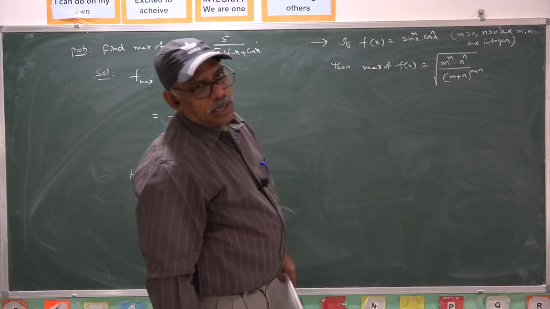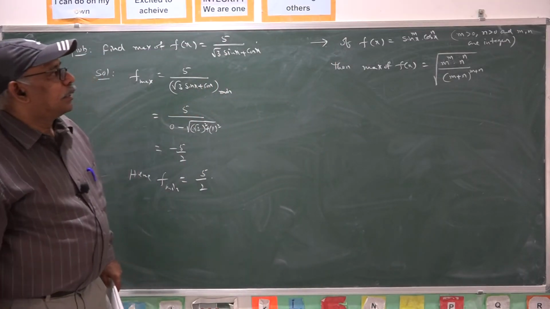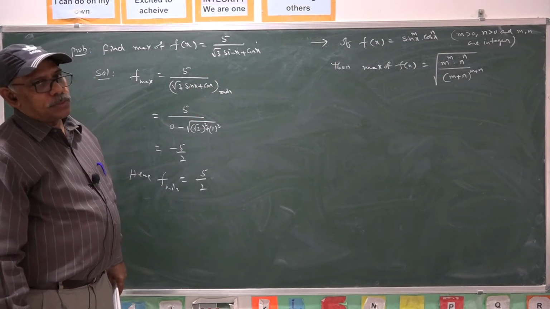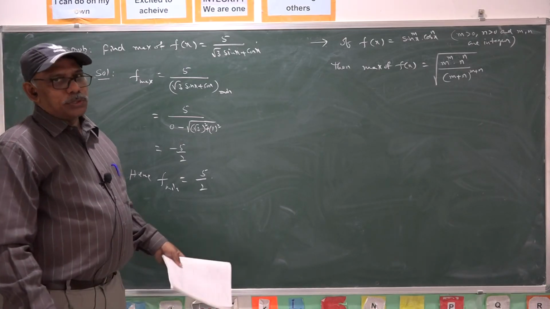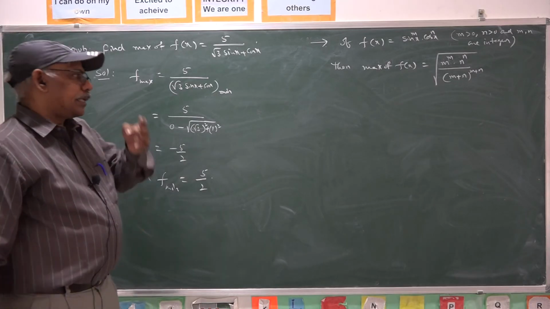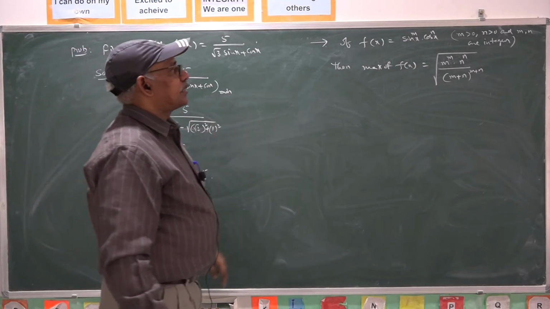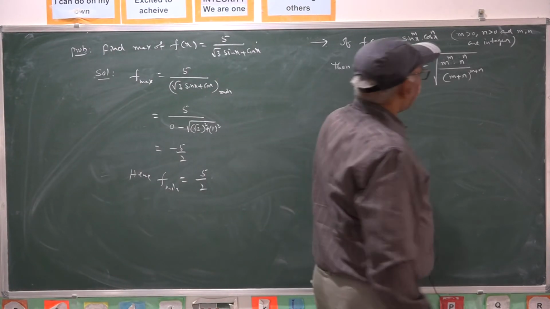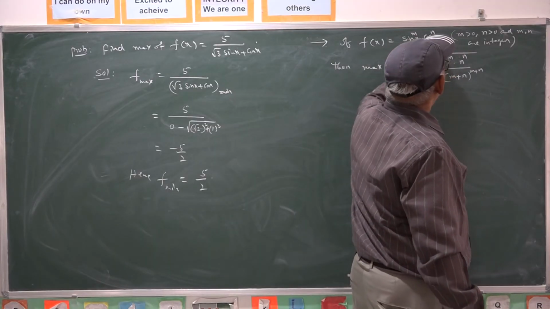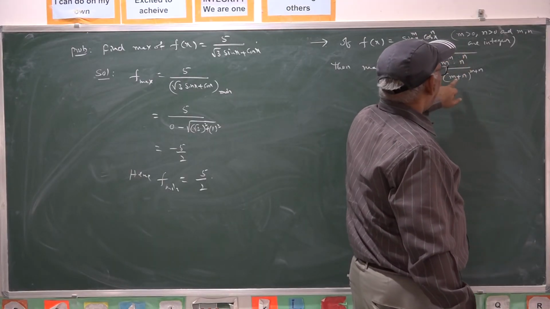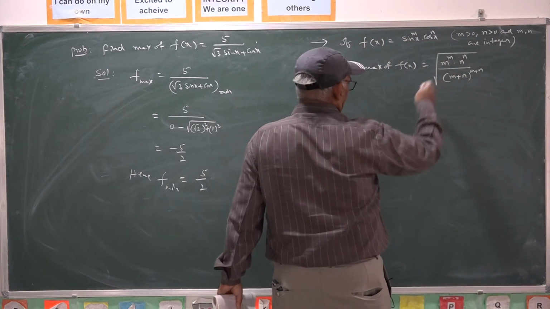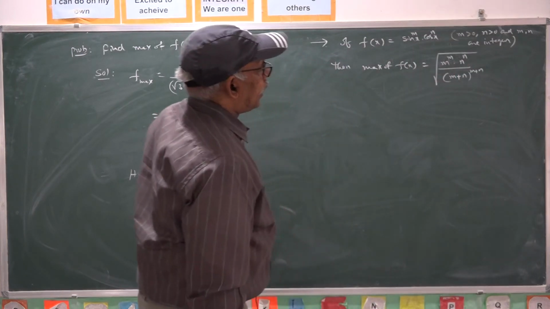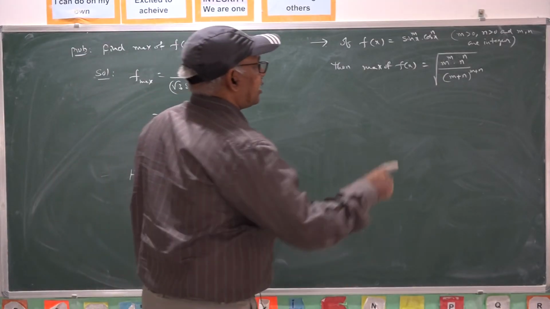Here I am finding the maximum. If f(x) is in the form sin^m x cos^n x, where both m and n are positive integers, then the maximum of f(x) is the square root of m^m n^n by (m plus n) whole power (m plus n). That formula is easy to remember.